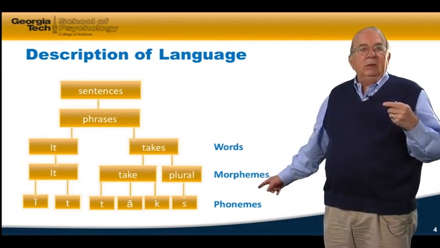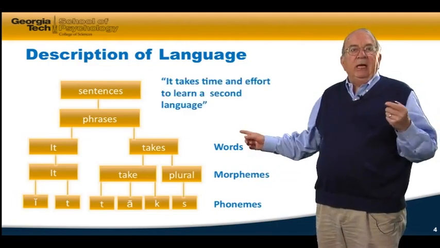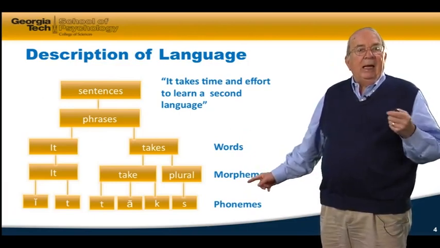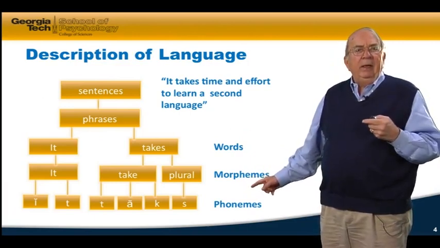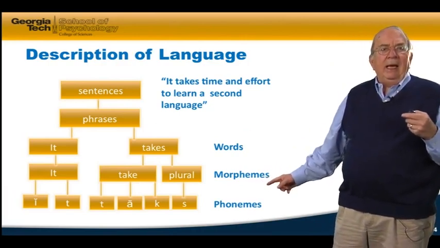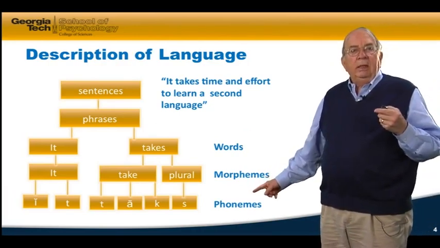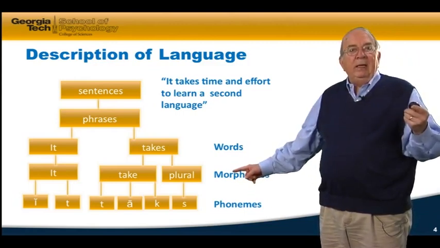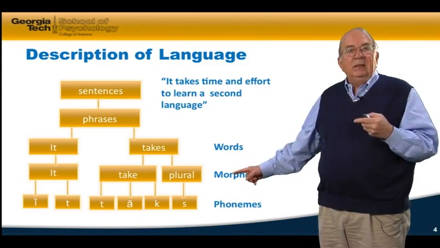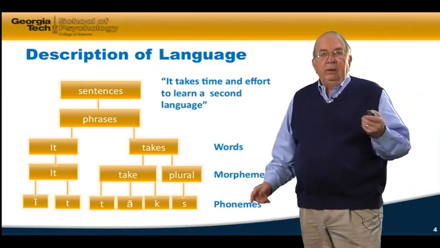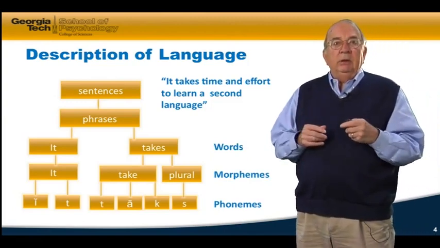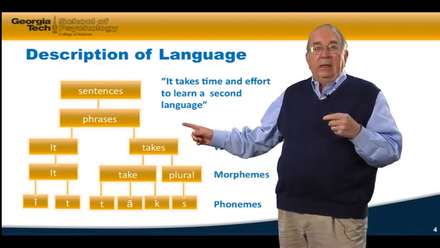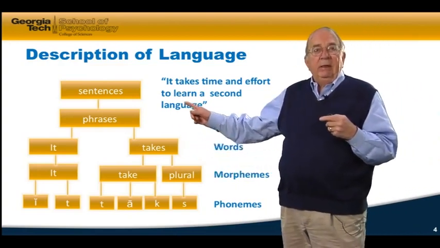So, for example, phonemes, if I have a sentence that says it takes time and effort to learn a second language, the phonemes would be I and T, making up it, and then T, A, K, and then because it's plural, there's another S, there's another morpheme other than take, which is the plural, which makes takes, and the word is takes. And you can sort of divide up language with these components. Phonemes, morphemes, words, phrases, like a noun phrase and a verb phrase, and then sentences.